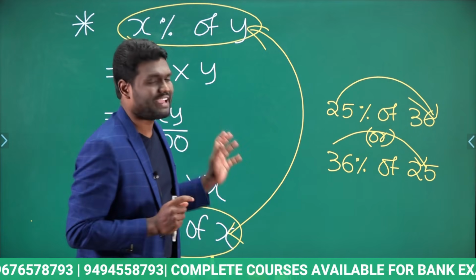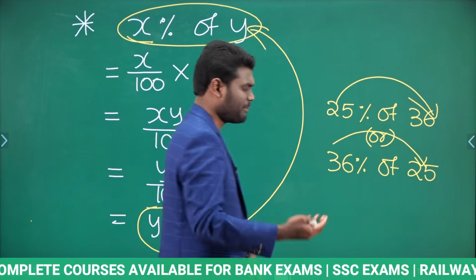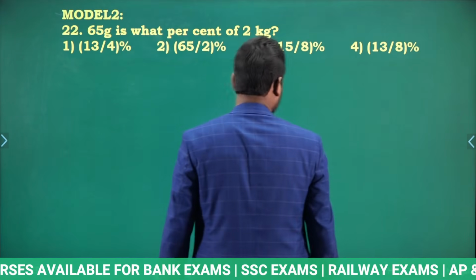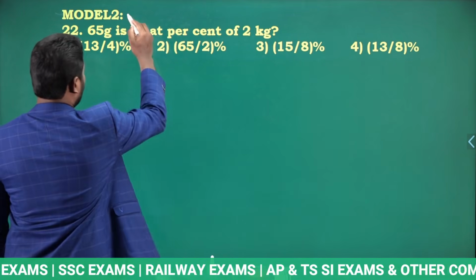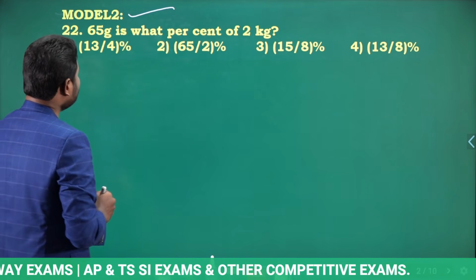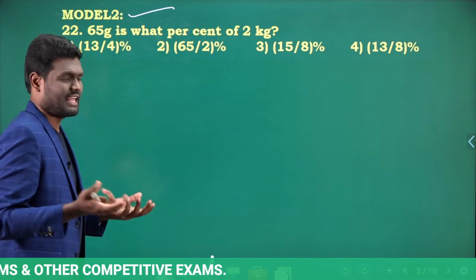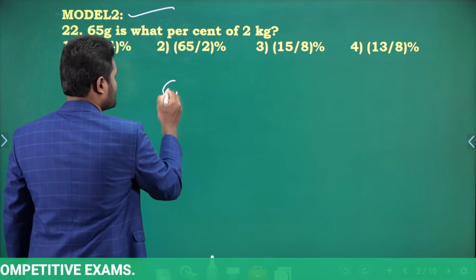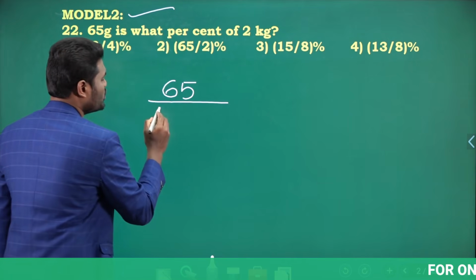Okay. So whatever we have discussed till now, all these are basics that are going to be required for the upcoming questions. So let us look at model number 2, first question. Very simple and basic question. Observe here: 65 grams is what percent of 2 kg? Now this is a very simple question.